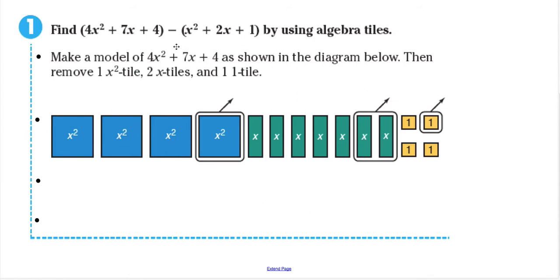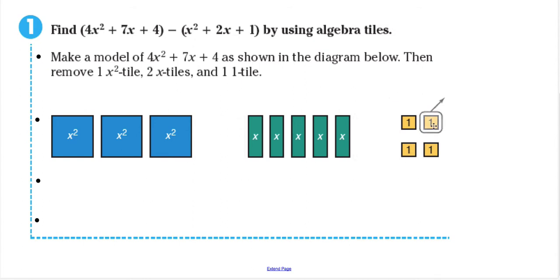And then we want to take away an x squared tile, 2 x tiles, and a 1 tile. That's the reason why this is put in a box, with the arrow going out, meaning you want to take that away. The 2 x tiles we want to take away, and then 1 unit tile we want to take away. So if we take the x squared plus 2x plus 1 away, this is what's going to be left. Take that away, take that away, and take that away.